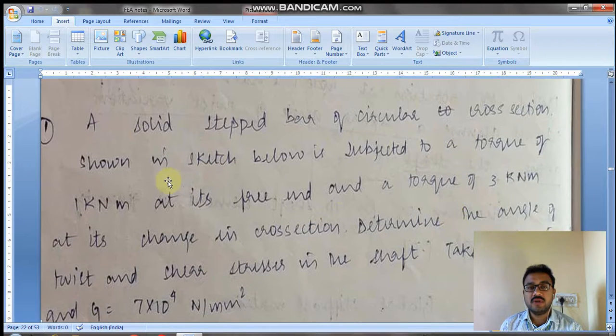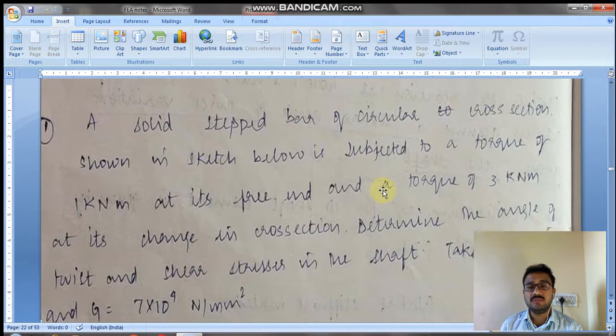The question given is: a solid stepped bar of circular cross section, shown in the sketch below, is subjected to a torque of 1 kN meter at its free end and a torque of 3 kN meter at its change in cross section. So, two torques are given. First is at its free end and second is at the change in cross section.